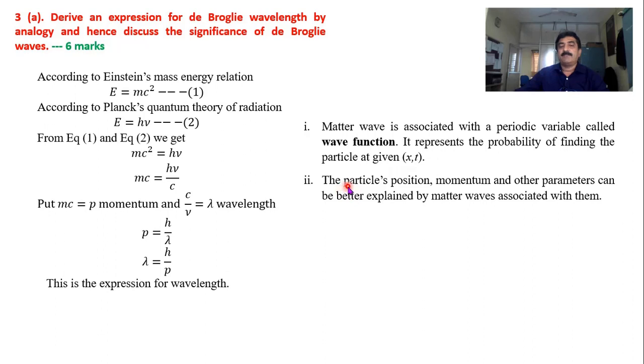Keep it in mind. Next, particles' position, momentum and other parameters can be better explained by matter waves associated with them. I already mentioned this in my superconductivity videos. Cooper pairs are explained by matter waves. So when it comes to the subatomic domain, particles are not treated as particles. Because they are moving, they behave like waves. And if you treat particles as waves, then easily you can understand their behaviors, their properties, their characteristics and their values, like what is the energy, what is the momentum, what is the kinetic energy, what is its position. All these things can be understood in terms of wave function or in terms of matter wave. Therefore matter wave is very much important to understand the particles' behavior. So this is about the significance of de Broglie matter waves.